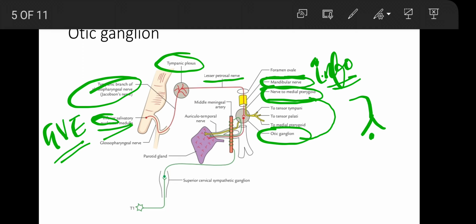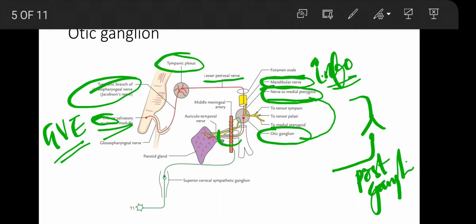The information is then traveling via the postganglionic fibers, which was asked in the question. The information is traveling via the postganglionic fibers from the otic ganglion through the auriculotemporal nerve, which is also a branch of the mandibular nerve, to the parotid.